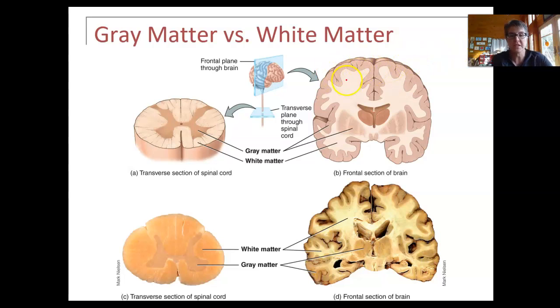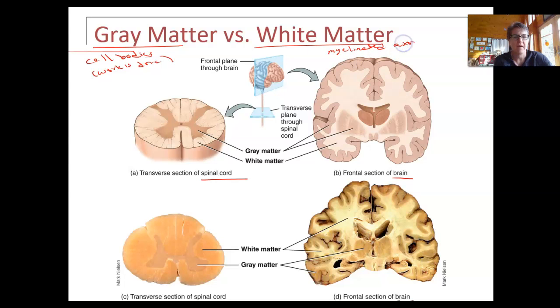Okay, so this is an interesting little thing of gray matter versus white matter. So right here is the brain. Brain is on the right side, a cartoon representation, and then an actual picture. And then on the left side is the spinal cord. Now remember, gray matter, we're saying our cell bodies. Cell bodies is where the work is done. And we're just going to leave it at that. And white matter is myelinated axons. And these are my highways. So these are bringing the information either toward or away from the cell bodies.